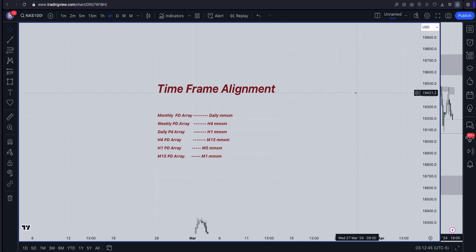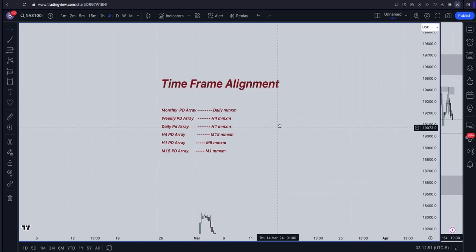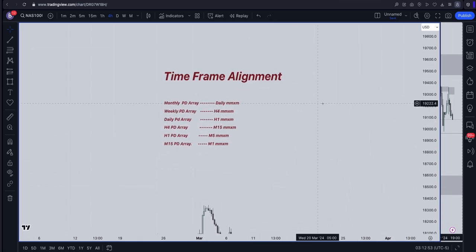Let me go further to define time frame alignment again. How do I define it? I'm just gonna show you. But these are the time frame alignments that you can align. We have this monthly PDRA to daily MMX market maker model.